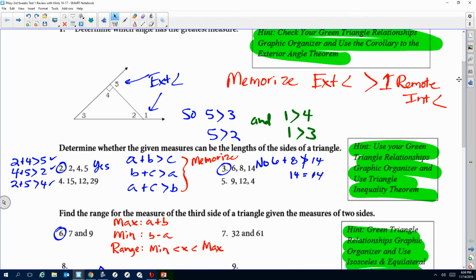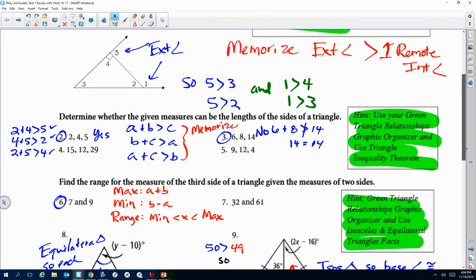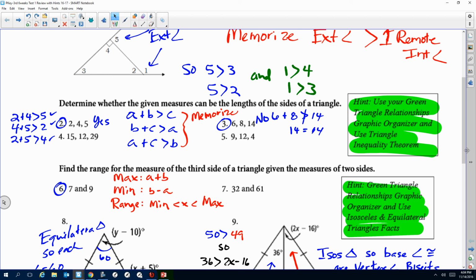Now, for 2 through 5, again, use your green triangle relationship graphic organizer and your triangle inequality theorem. We should know that the sum of any 2 sides has to be greater than the third side. So you have to check all 3. On number 1, we did that in class. 2 plus 4 was greater than 5, 4 and 5 is greater than 2, and 2 and 5 is greater than 4. So yes, that works. Well, look at number 3. 6 and 8 is not greater than 14. It equals 14, so that is a no.